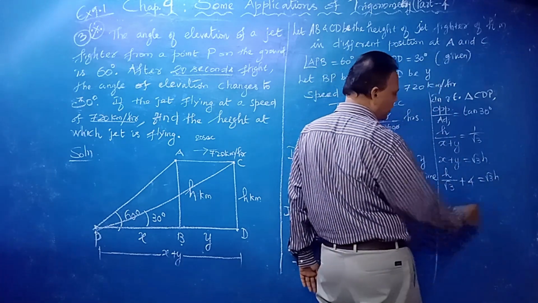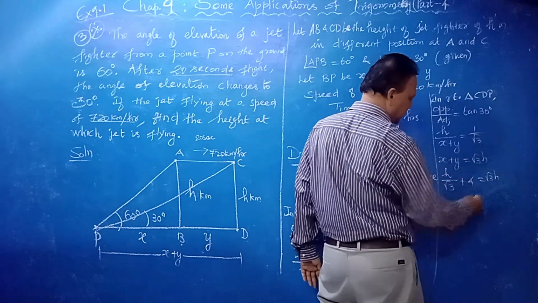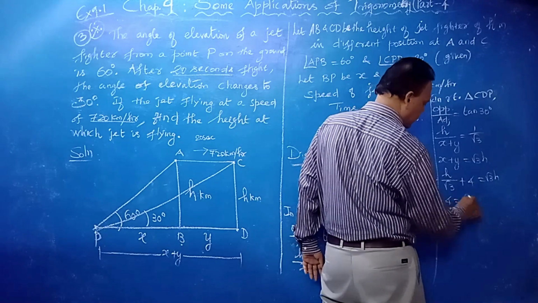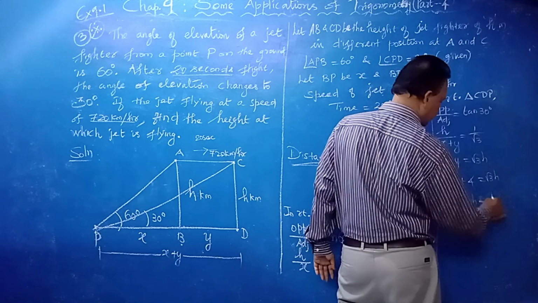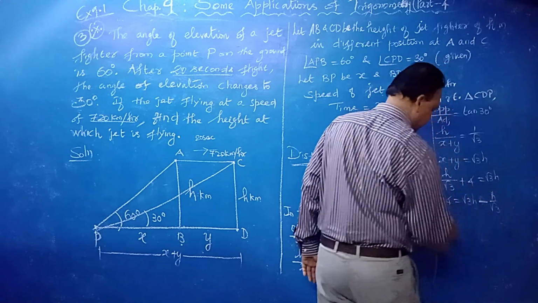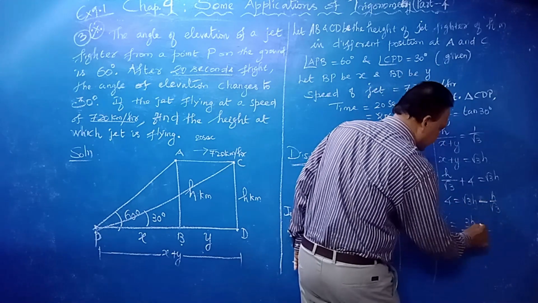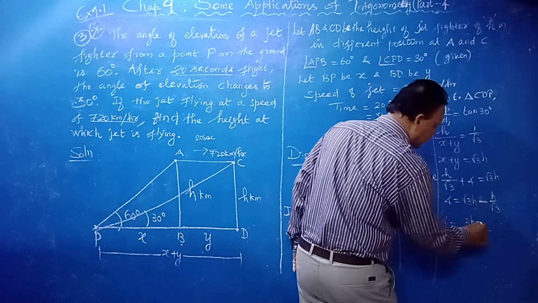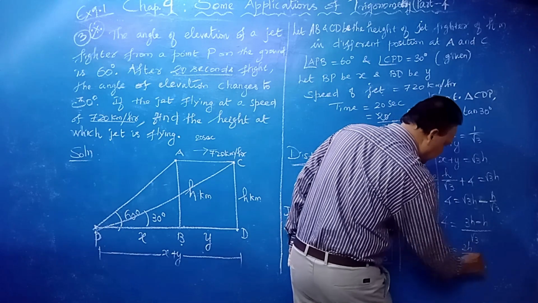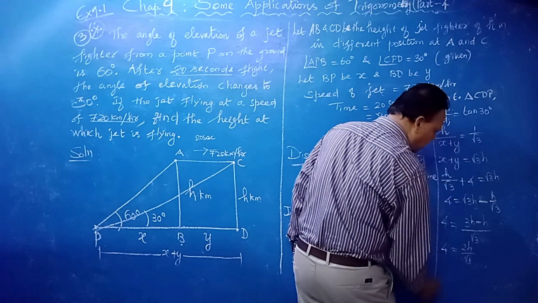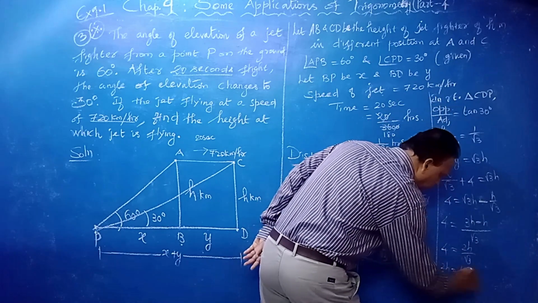Okay. Now you bring this one to this side. Clear? That is 4 equal to root 3h minus h by root 3. So 4 equal to, taking root 3 common, 3h minus h by root 3, that is 2h. Therefore 4 equal to 2h by root 3. Therefore you cross multiply again, that is 2h is equal to 4 root 3.